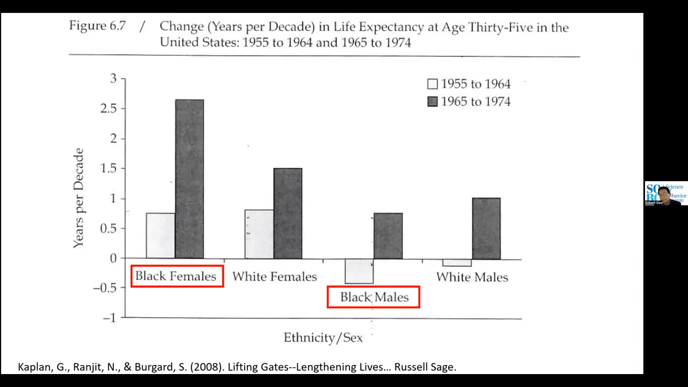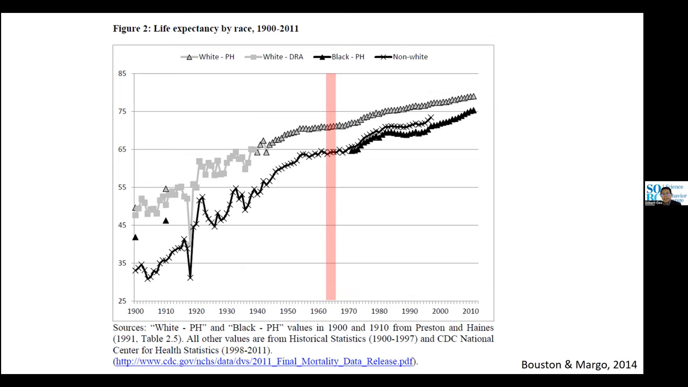Now, unfortunately, if we take a longer term look at these trends, it's not as rosy as we would hope. If we look at life expectancy from 1900 to 2010, you can see a general trend of improvement for everybody, for Black and white Americans, in this period. And the red bar is around the 1960s, and you don't see that sharp marked improvement that you saw when we had a more zeroed in, shorter time frame.